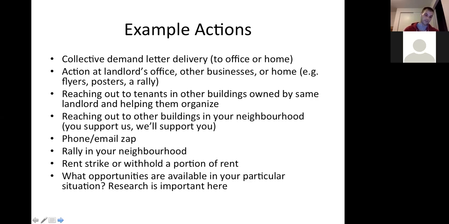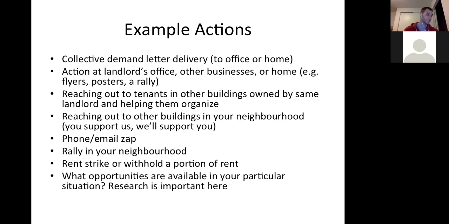Another thing tenants often do is a phone or email zap to put pressure on their landlord. And like I said, going on rent strike, withholding a portion of your rent, those are also tools tenants have used with success in Toronto, whether it's rent increases, evictions, getting repairs done, stuff like that. But really, these are just examples. What opportunities are available in your particular situation is really going to depend on your landlord.